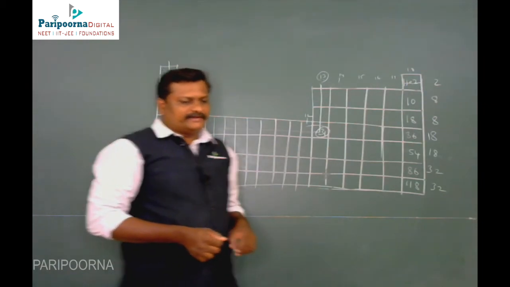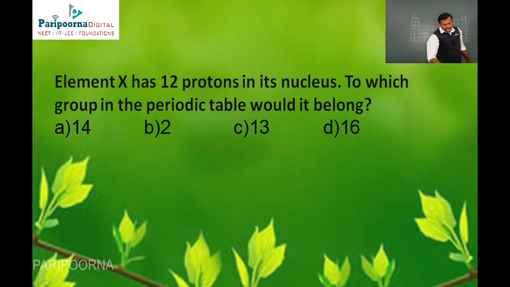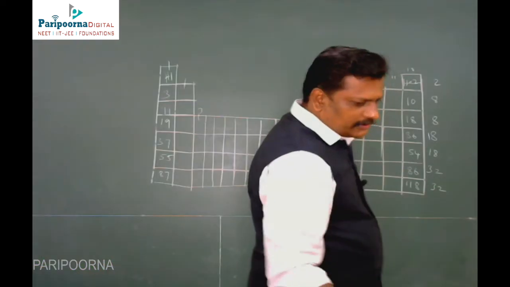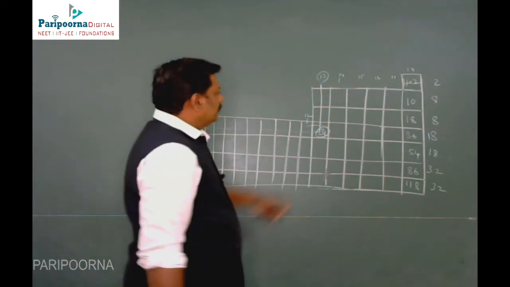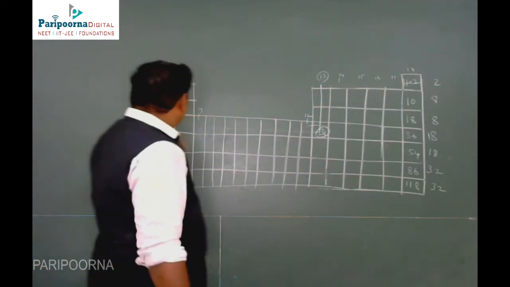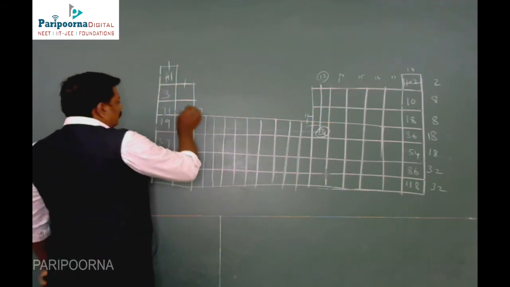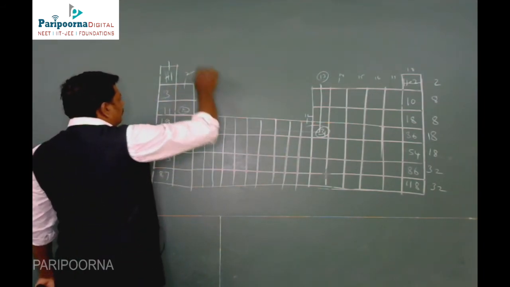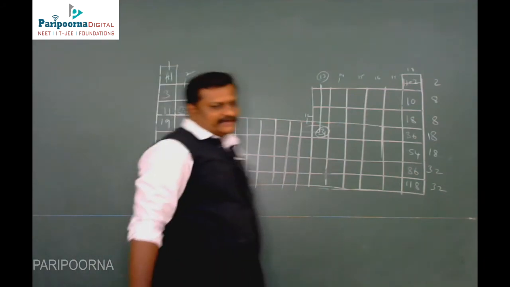Suppose you are asked another question like this: the element has 12 protons in the nucleus, to which group in the periodic table does it belong? So what is the question? The atomic number is 12. Now look at the board, atomic number is 12. Here there will be 10, 11, here there will be 12. 12 means which group? It is the second group. So that is the answer.